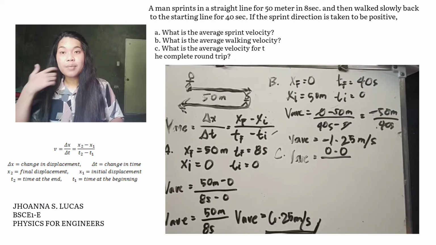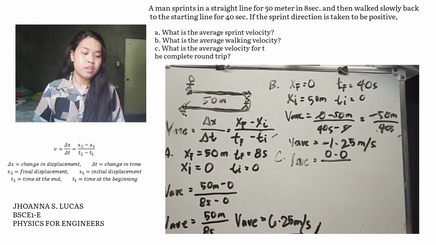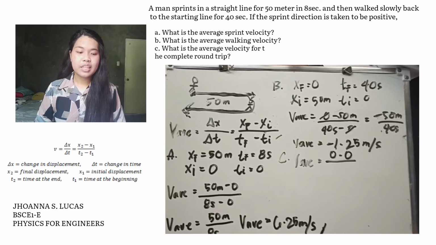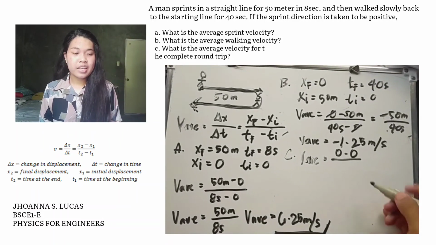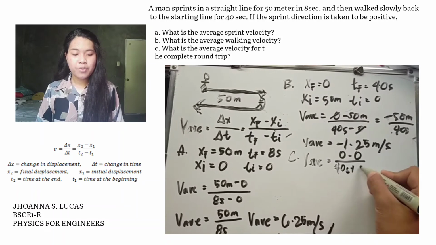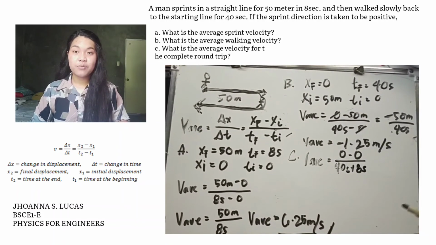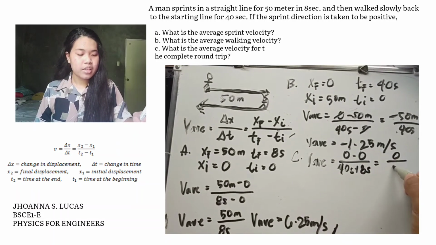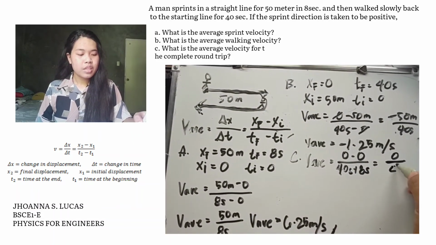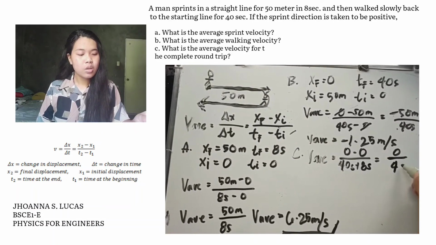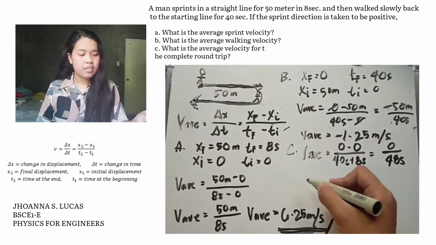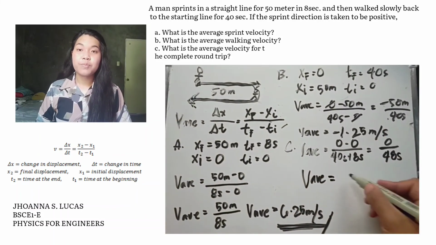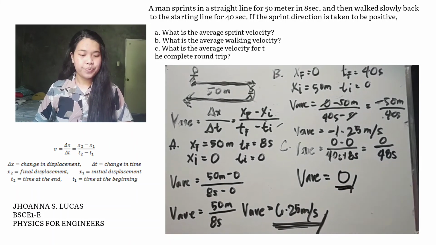Over the total time that the man spent for his trip in walking and sprinting. So 40 plus 8, 40 for the walking and 8 for the sprinting. So it is 48 seconds. So 0 minus 0 is 0 over 48. So our answer in letter C, or our average velocity for the complete round trip, is 0.